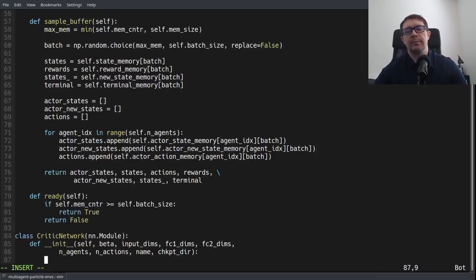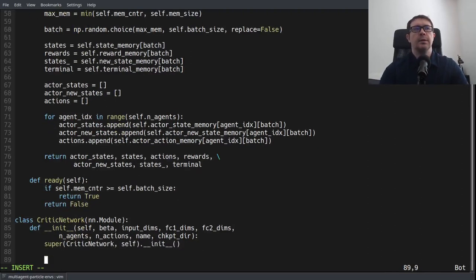The name will be to accommodate the fact that we're going to have multiple agents, each having four different networks, an actor, a critic, and a target actor, a target critic. So we have a whole slew of stuff to keep track of, and we want to make sure that when we save our checkpoints, we're saving the correct model to the correct file, and more importantly, when we're loading those models, that we load the correct model from the correct file. So let's call our super constructor. We don't want to forget that. And then we can make our checkpoint file, os.path.join, checkpoint directory, and name.